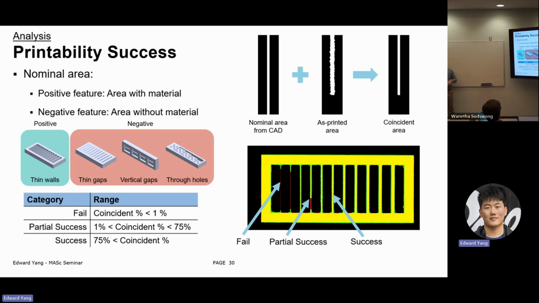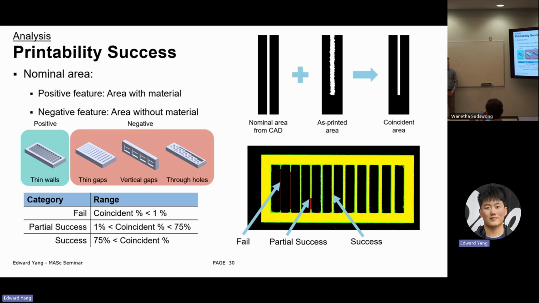So the coincident area comes about from taking what was printed, comparing against the nominal area from the CAD model, and looking at the overlap there. And that overlap is used as the coincident area. And that percentage is generated to figure out whether or not that part was successfully printed.